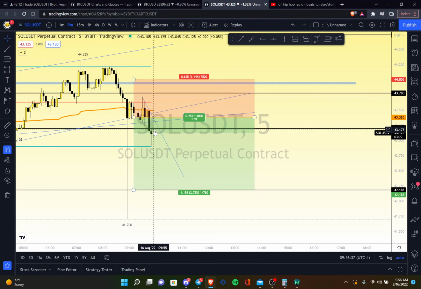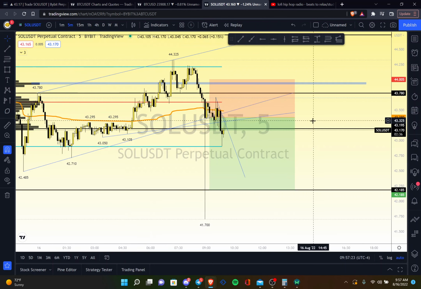I'll probably keep it open either way, and then curl over. It could even come all the way back up to here. That would be a really ugly structure, and probably would mean that it'll come up to here, then come down and stop right around here. And I'd still be in profit though, so I'd probably close around there. Yeah, we have to wait and see.